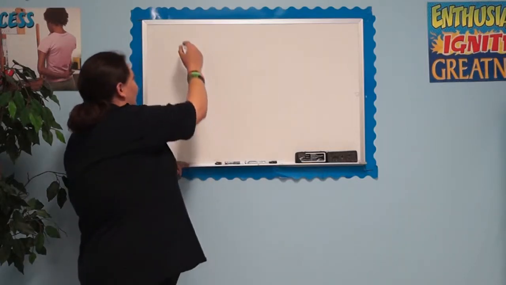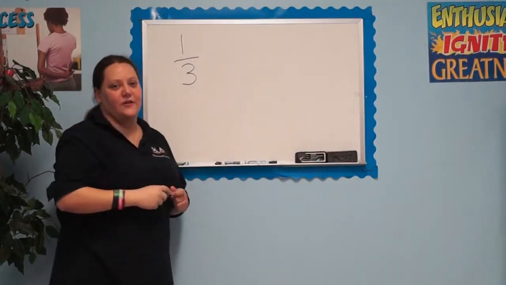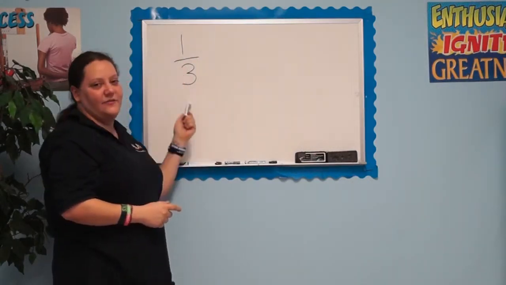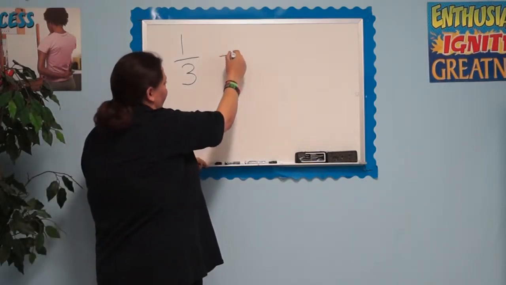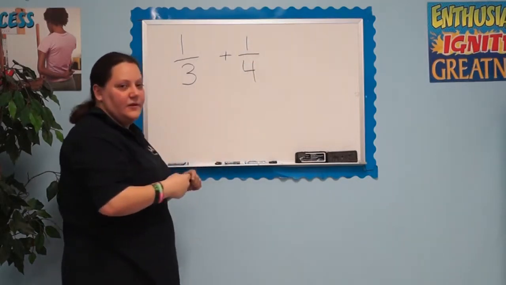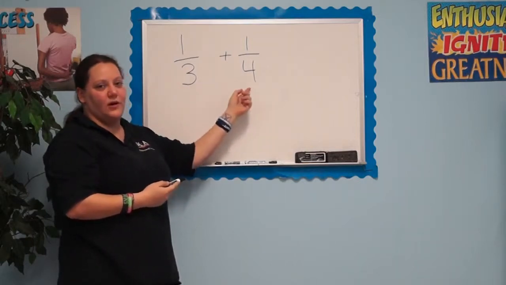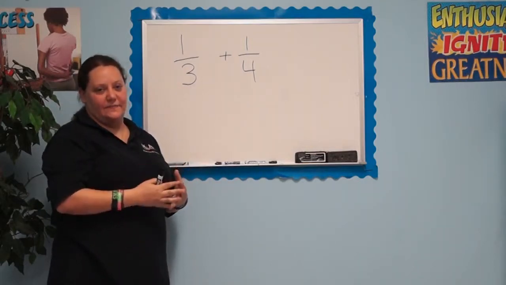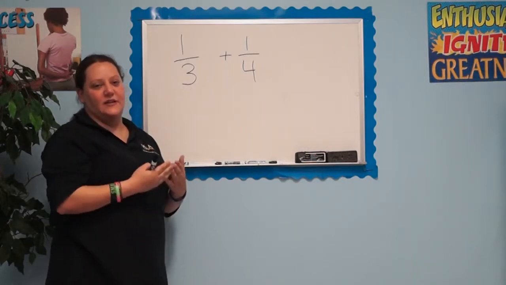So for example, if you have the fraction 1/3, that means you have 1 out of 3 pieces. If we want to add this fraction to something like 1/4, we can't do that as is because we have 3 and 4. We need those to be the same. The way that we make that happen is by finding the lowest common denominator.